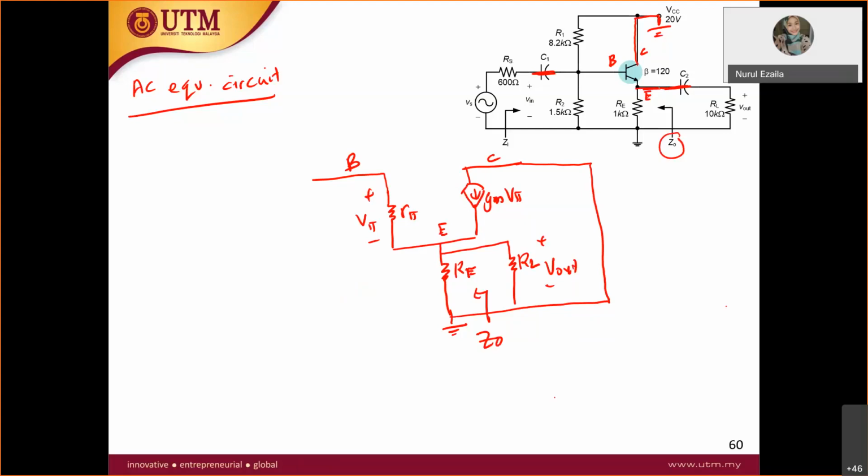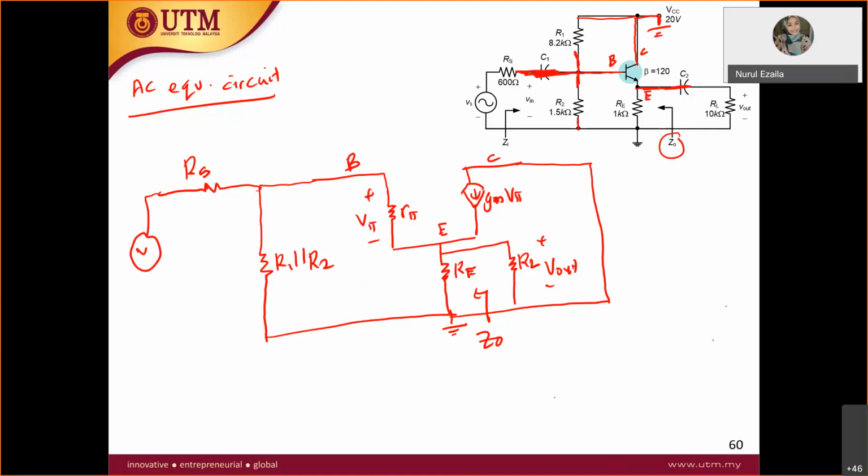Now let's move forward to the base. At the base node, you have resistor R1 and resistor R2, both to the ground. Therefore, at this node you have two resistors in parallel to the ground, which is R1 parallel with R2. Also at the base you have resistor RS, to voltage VS and to the ground.